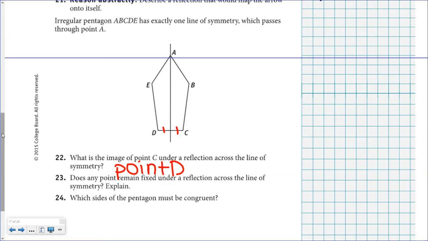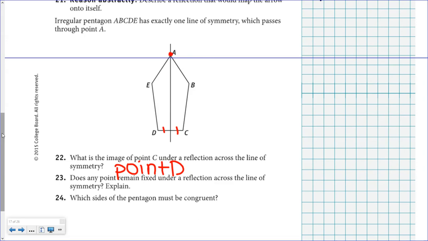Does any point remain fixed under a reflection across the line of symmetry? Are there any points that are on the line of symmetry? Yes. Point A is on the line of symmetry. So point A is going to remain fixed. Since it is on the line of symmetry, that's the line of reflection, it is going to stay in the same spot.